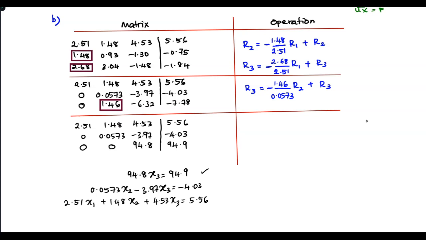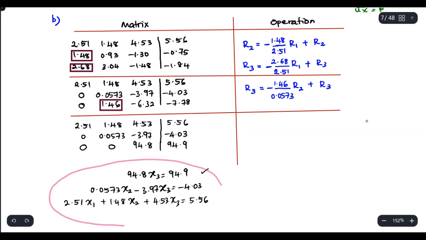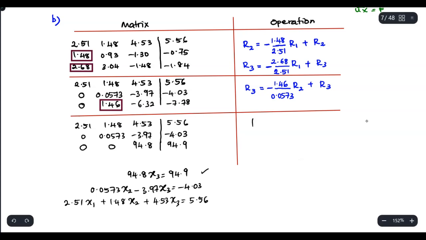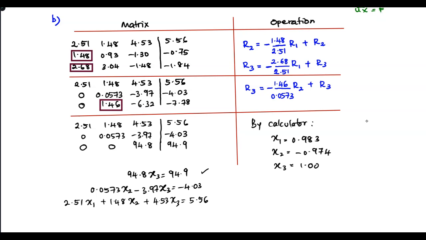The solution for those simultaneous equations that you can see here can be obtained by the calculator. You can check out my video on solving three simultaneous equations using the Casio calculator. But for this example, I just put the answer here by calculator. We have x1 equals 0.983, x2 equals negative 0.974, and then x3 equals 1.00. All of the values are in three significant figures.